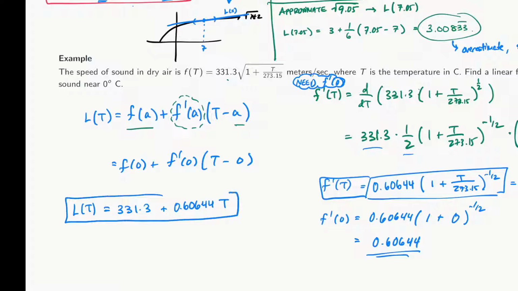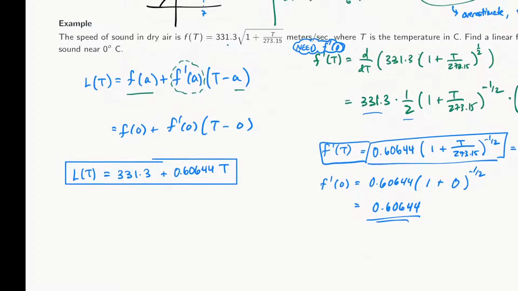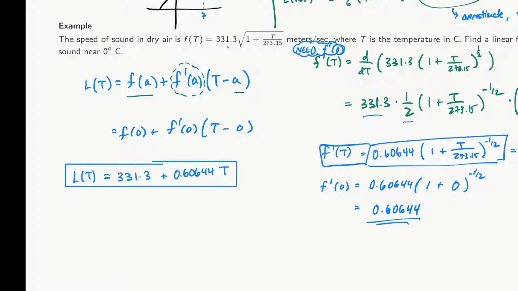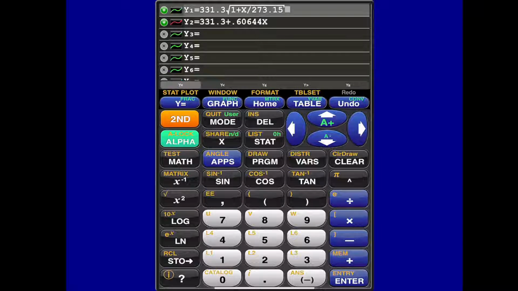And so here what we have is a linear function that represents this function f of t near t equals 0. So I'm going to graph these real quick and show you, just to have a not hand-drawn visual to help you solidify this idea. Okay, so what I've done here is plugged in my original function. So my f of t is 331 plus that radical thing. And then I've got my linearization underneath. So we're going to take a look at the graph now near x equals 0.